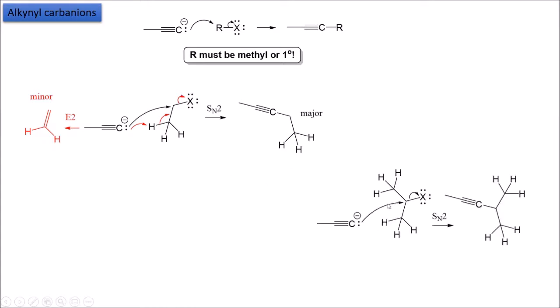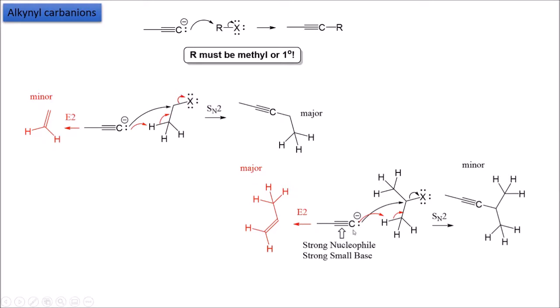If instead I react this same alkynide ion with a secondary alkyl halide, so this is some 2-halopropane, then on its way into the electrophilic carbon, this carbanion, instead of doing a substitution reaction, is much more likely to get sidetracked by one of these 6 beta hydrogens, and the red arrows bounce down and we end up making an elimination product.